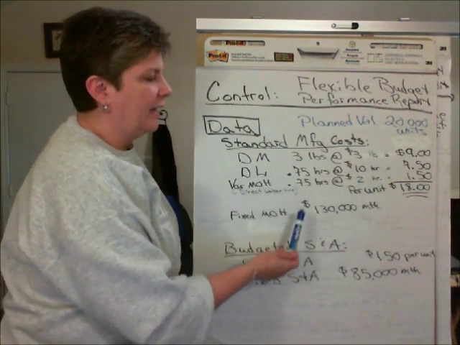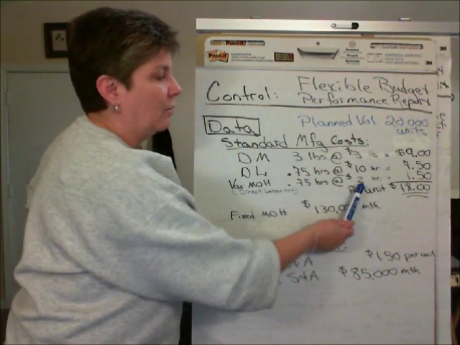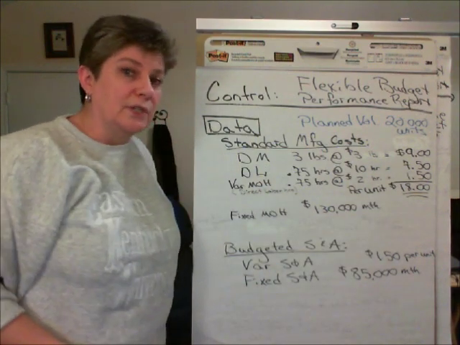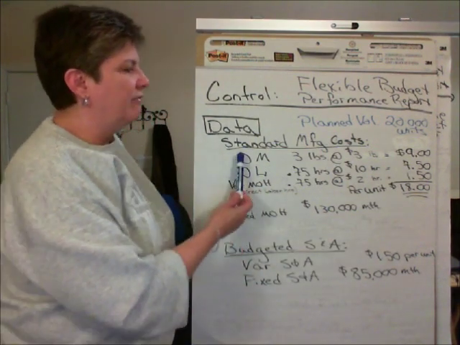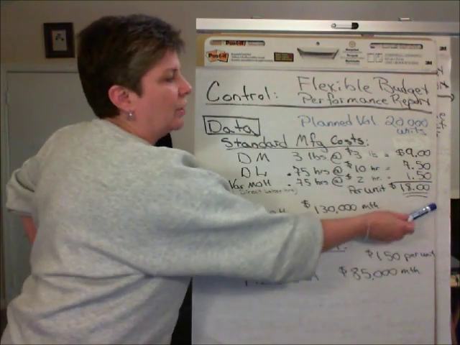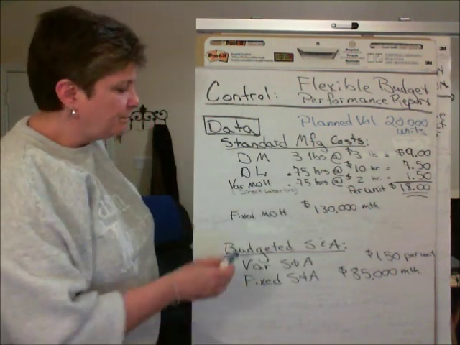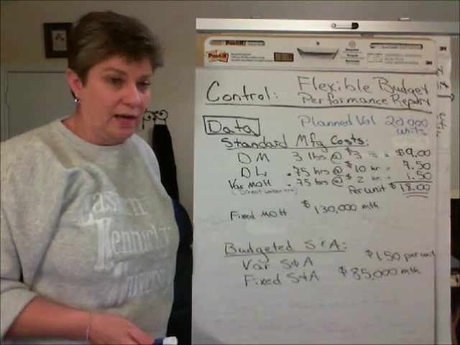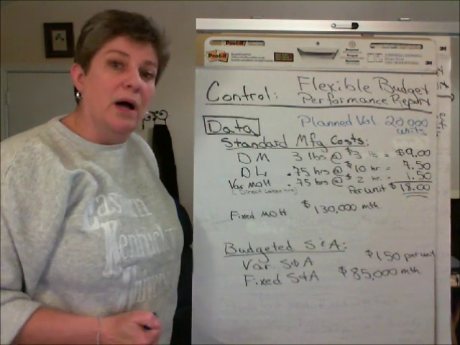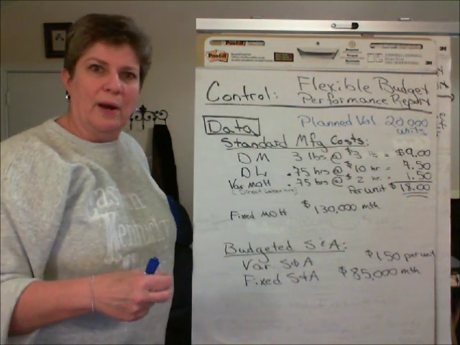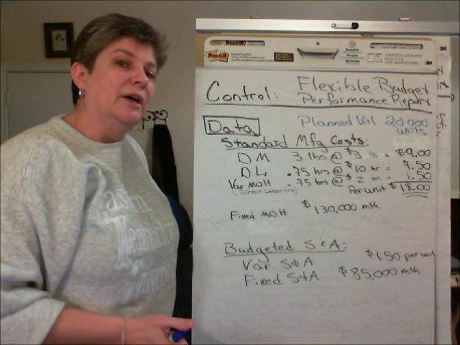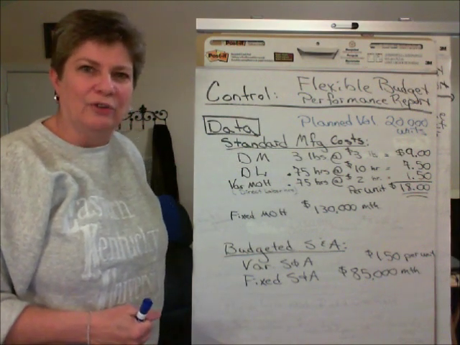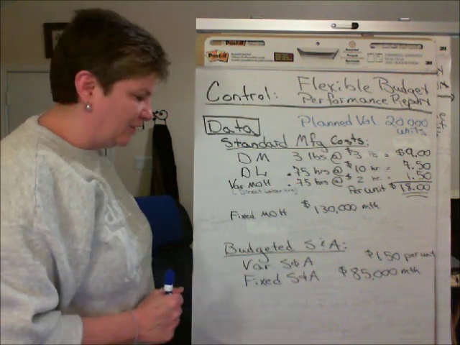So for variable overhead, 0.75 direct labor hours at $2 variable overhead cost per hour. Standard is $1.50 per unit. So our variable manufacturing cost totals $18 per unit. Our fixed manufacturing overhead was budgeted at $130,000 per month, and that is for a relevant range of above $20,000. Actually covers through 25,000 units, not dollars, 25,000 units.